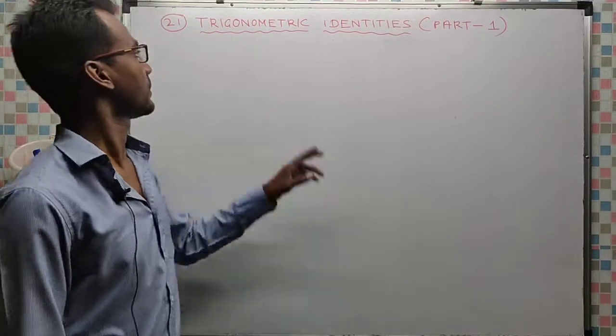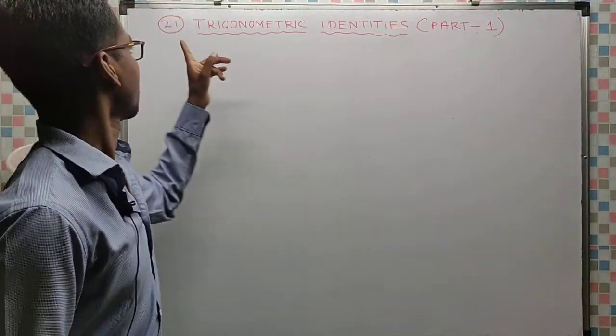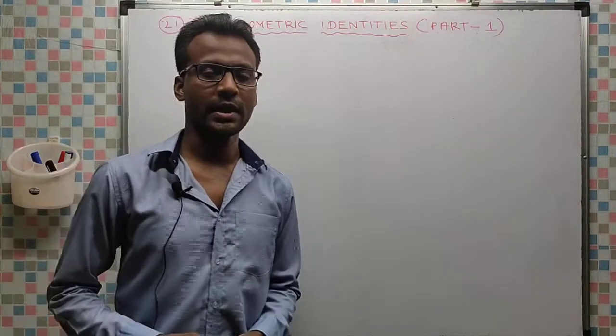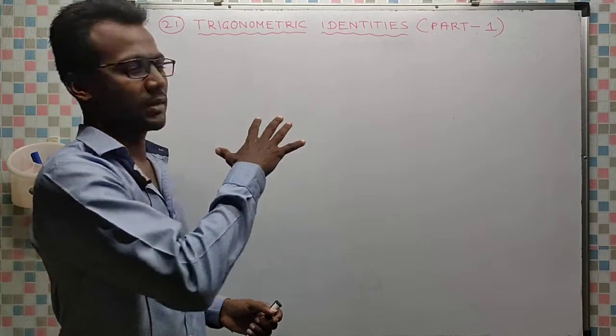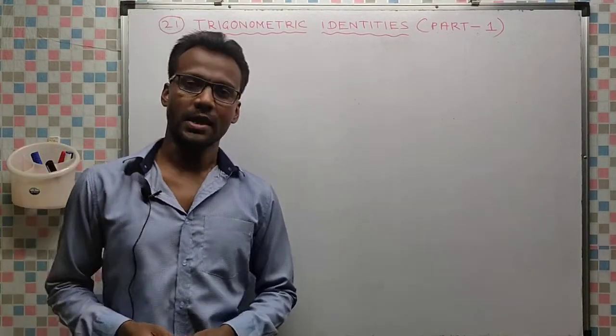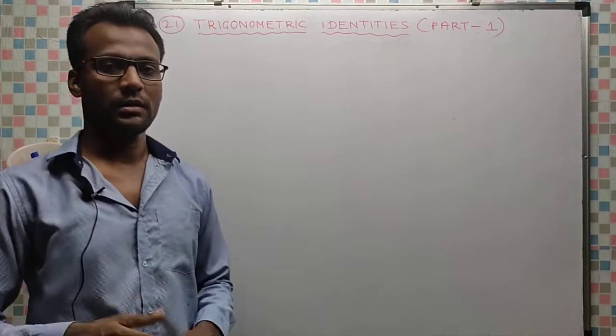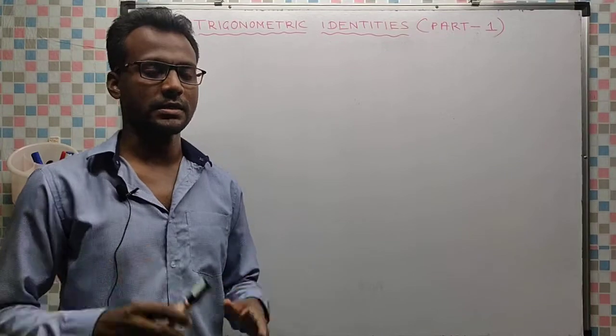Today's topic is trigonometric identities, part 1, chapter number 21 of class 10 ICSE. Okay, so let us start. The basics of trigonometry we have already studied in class 9, so I don't need to explain everything. I'll just revise whatever you have studied in class 9.